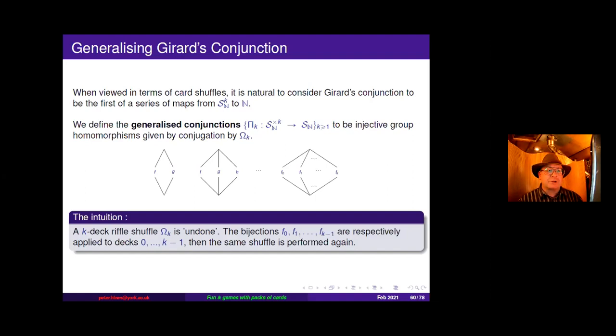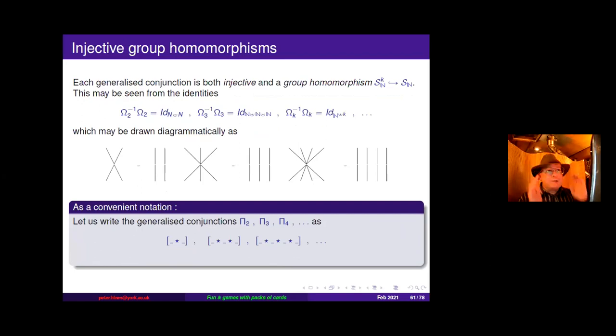And the intuition, well, we take a k-deck riffle shuffle, a generator, we undo it, and we apply the bijections F0 to FK-1 to the respective decks, and then we shuffle our cards together again. And that's it. Well, each of these is, of course, injective and also a group homomorphism. And we can see this simply by considering the identities written the other way around this time, giving us the identity on two copies of the natural numbers, three copies of the natural numbers, four copies of the natural numbers, and so on.